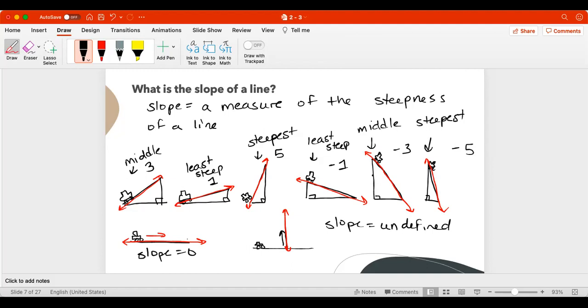For something like a test, you would have to measure slope, but I also want to make sure you understand this concept of what slope is. It measures the steepness. So positive means we're going up and negative means we're going down. If it's 0, we're just straight. And if it's undefined, we're going straight up.